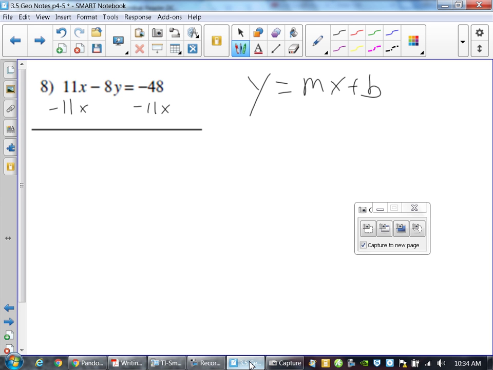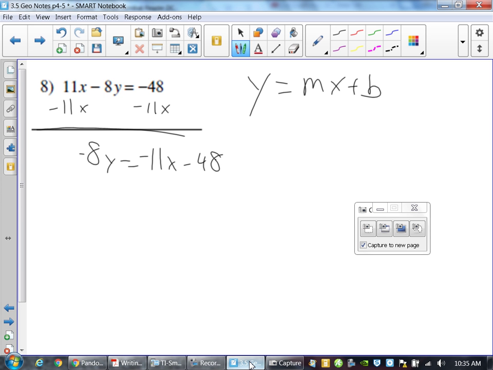What I want you guys to get in the habit of when you move stuff over to the left-hand side that has the x value, put that first. So we now have negative 8y is negative 11x minus 48. And I will say one thing that I've noticed a lot. You guys, when you rewrite equations, if there's subtraction signs, you accidentally forget that they're subtraction signs. You'll drop it down and write plus by mistake. So just be careful with it, okay?